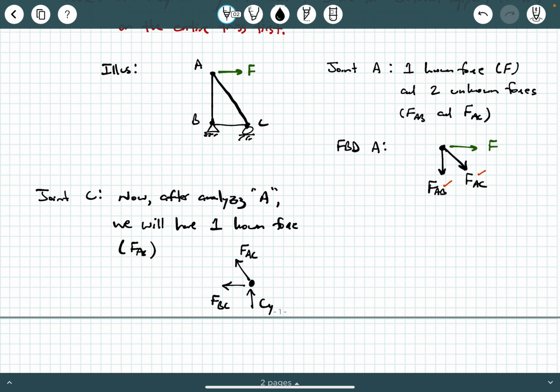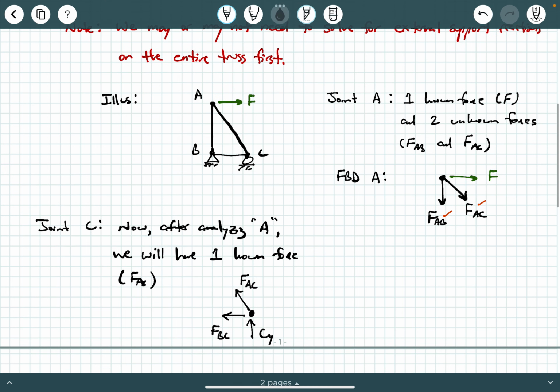So once again, order matters. Let's say you tried to start with joint C at the very beginning. If you tried to start at joint C before tackling joint A, you're going to get stuck immediately, because you have three unknowns, right? You've got CY, FBC, and FAC. So none of these three would be known to you, okay? Which is why we started at joint A, because joint A had the one known force, which was this applied F, and the two unknowns, which are the two member forces, okay?